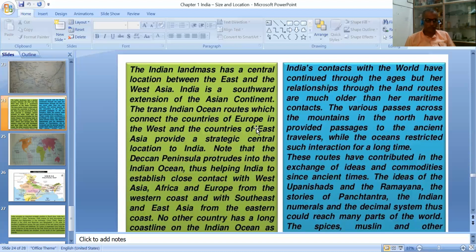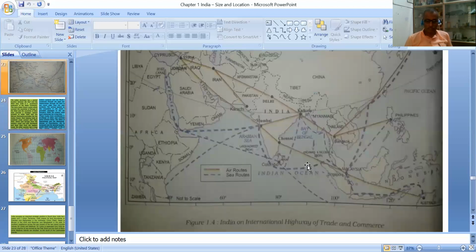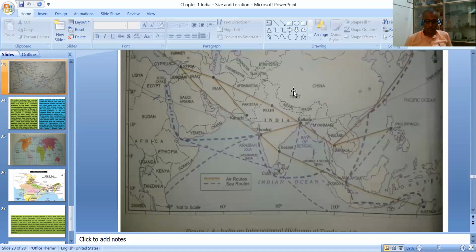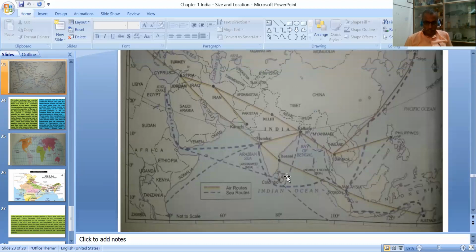Dear children, the Indian landmass has a central location between East and West Asia. India is a southward extension of the Asian continent, and we can find it in the south of Asia. Indian Ocean routes connect to Europe, Western countries and East Asia, providing a strategic central location. When you look at the previous slide, you see that we are located in the south of Asia, connecting the different parts of the world.